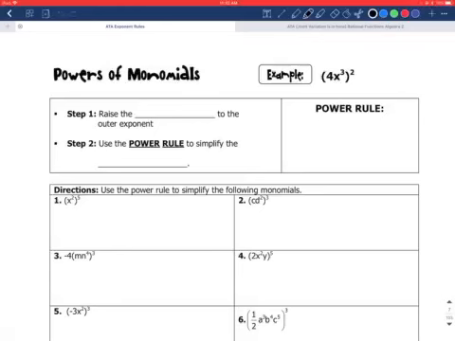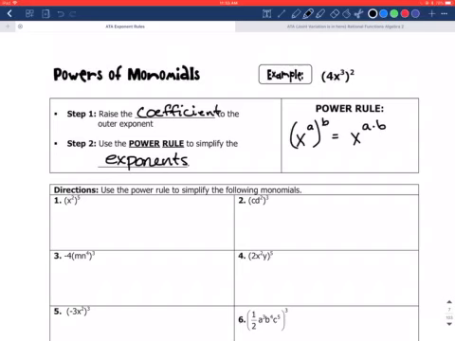All right, so this is powers of monomials and geometric application. For step one, the very first thing we're going to do is raise the coefficient to the outer exponent. So you see the example we have above of 4x to the third raised to the second power. We're going to use the power rule to simplify the exponents, but we raise the coefficient to the outer exponent. So our rule for this is anytime you have a variable with an exponent and it is raised to an outer exponent, we are going to multiply these.